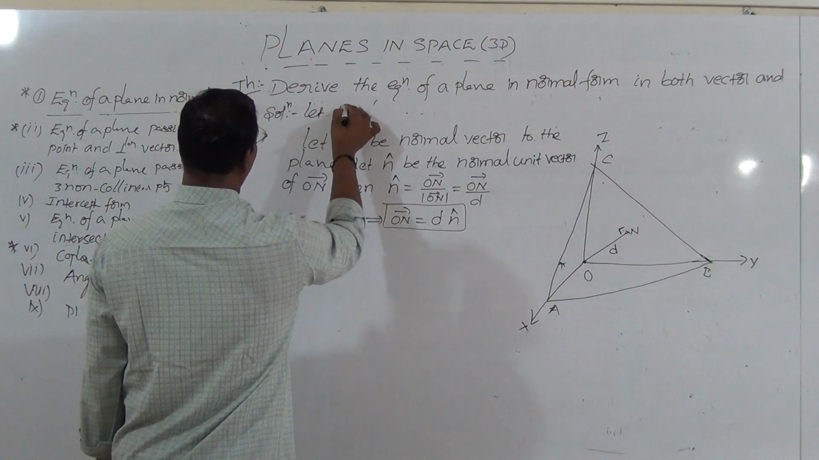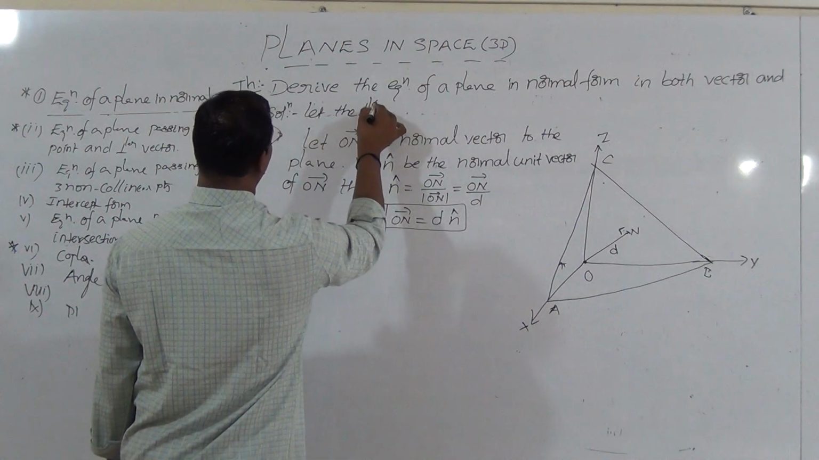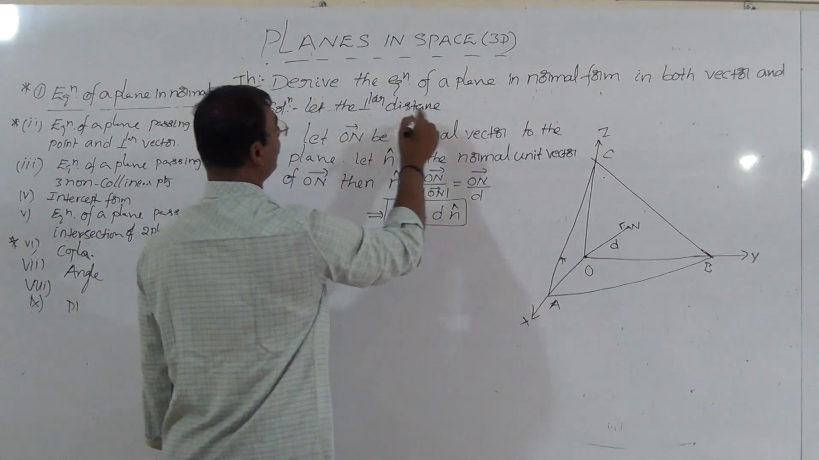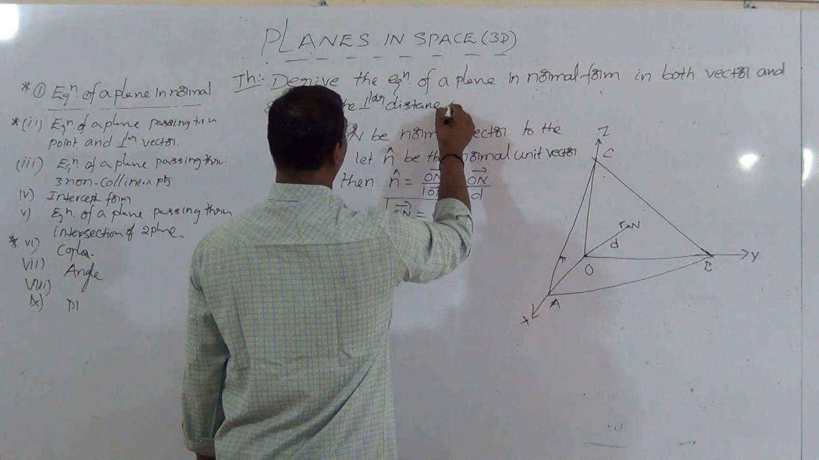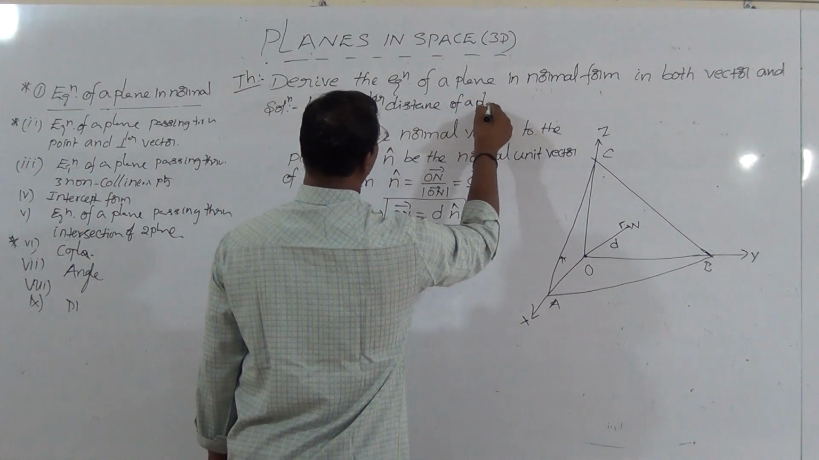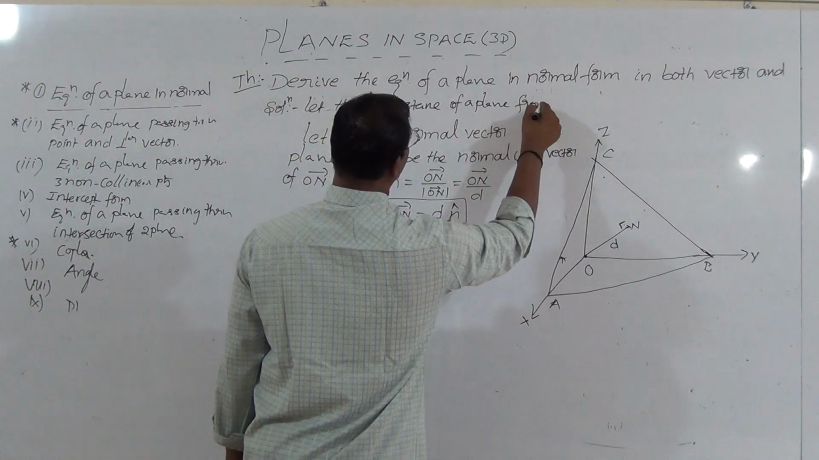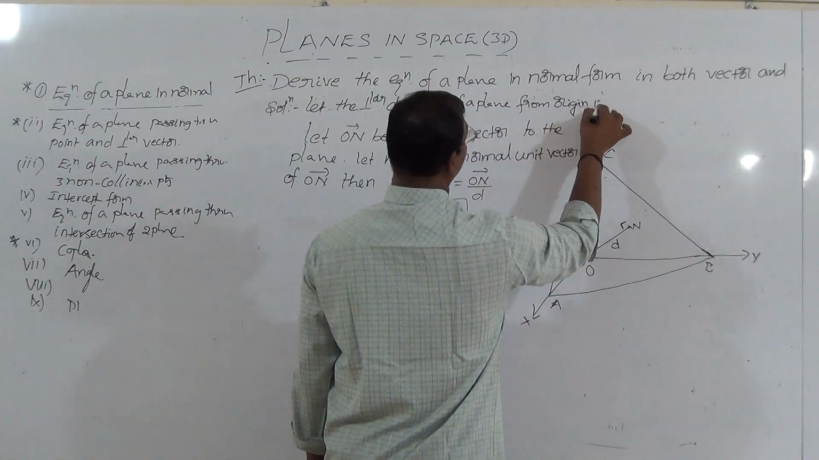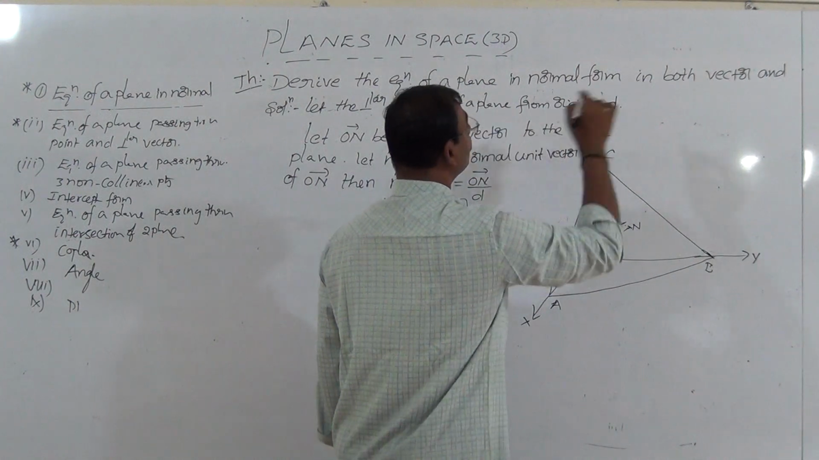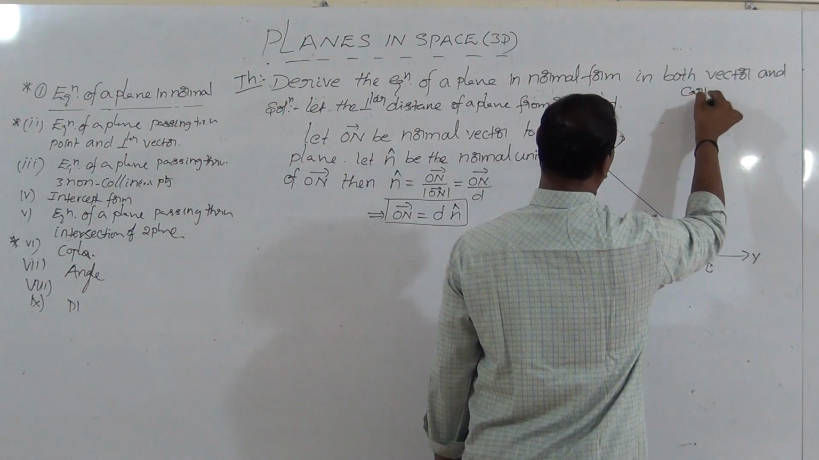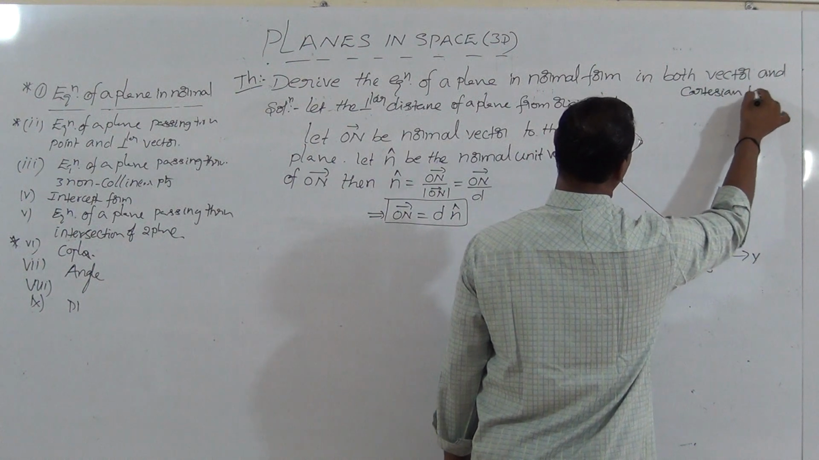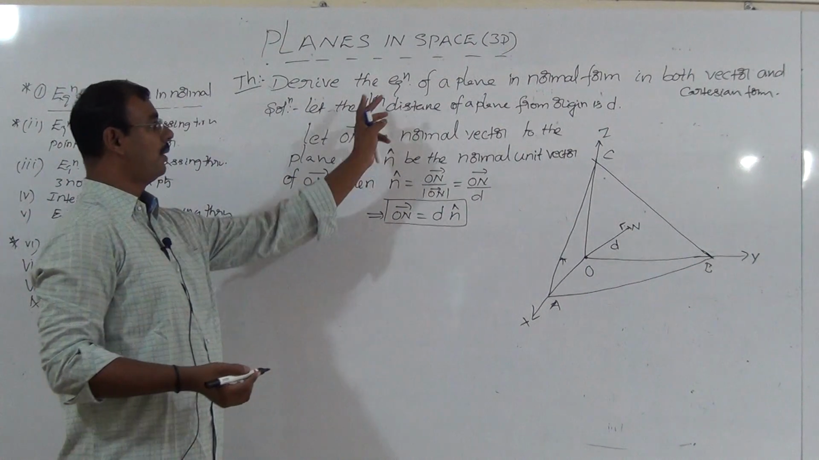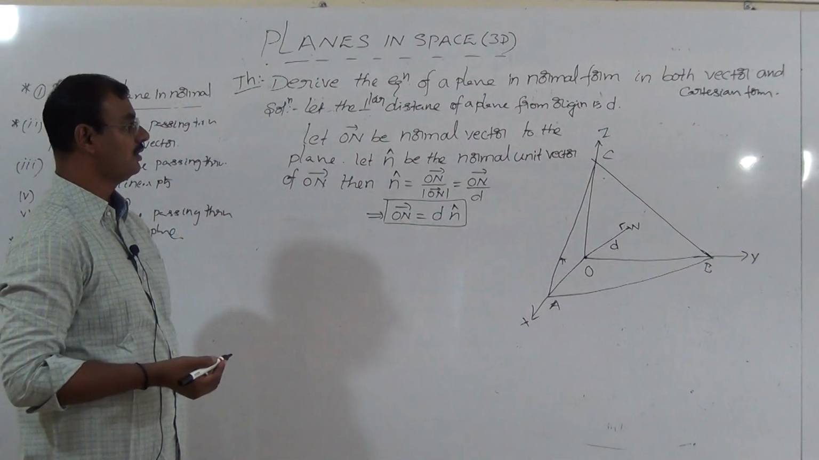Let the perpendicular distance of a plane from the origin be D. Here we derive both the vector and Cartesian forms. So firstly, we take the perpendicular distance of the plane from the origin as D.